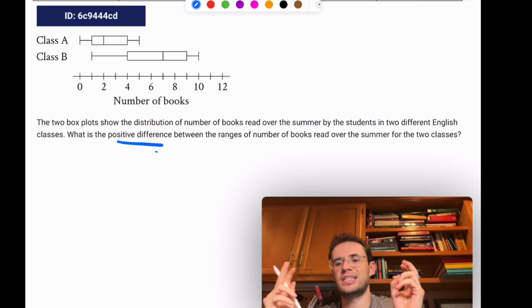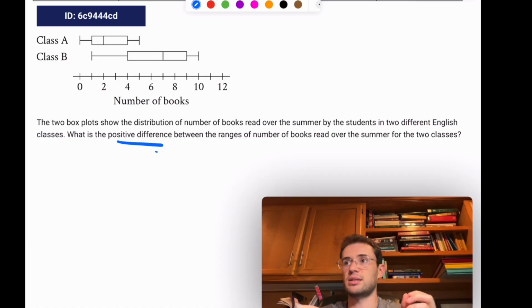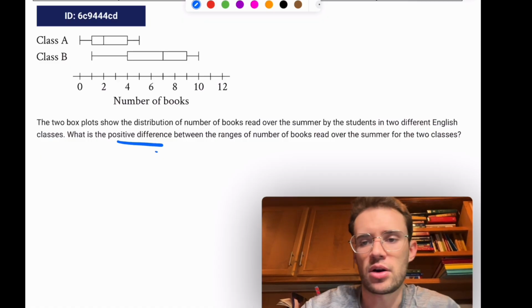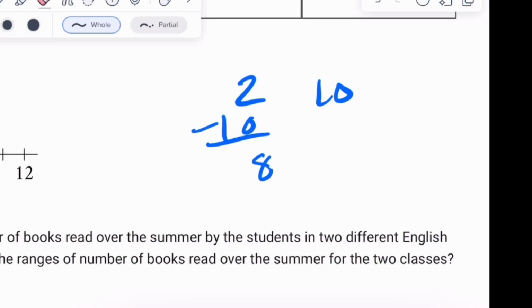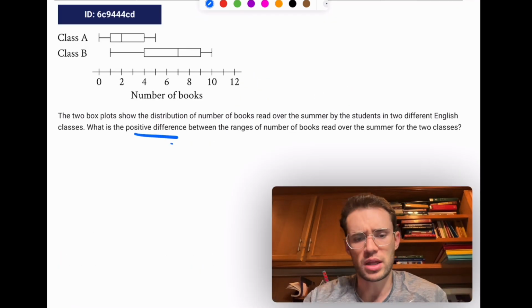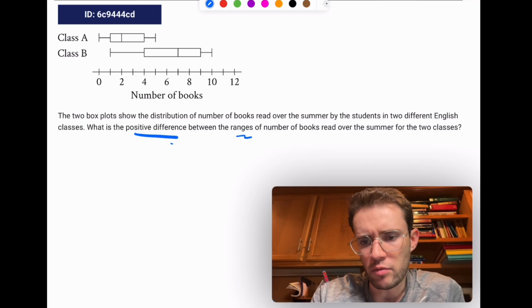We're taught difference means subtraction, but if you said, what's the difference between 2 and 10? Most people know that means 8. It's how far apart they are, but if you did 2 minus 10, that gives you -8. So when they say positive difference, they just mean give me 8, don't give me -8. Okay, so don't get thrown off by that. Between the ranges of the number of books read over the summer.